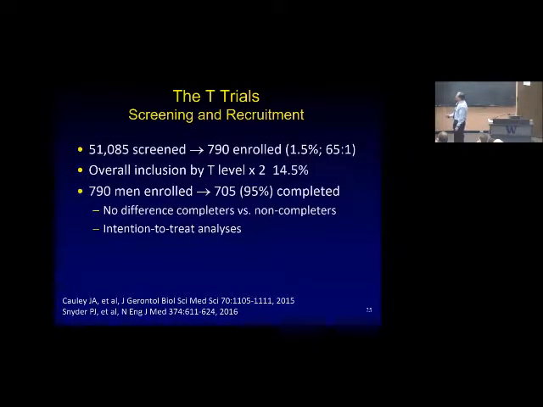Now, of the 790 men enrolled, 95% completed. So I think we went out of our way to keep people on the study. And in fact, it wasn't that difficult to keep people on the study. It's a 1-year exposure, so it's not as bad as a 6-year exposure, which I'll talk about later.